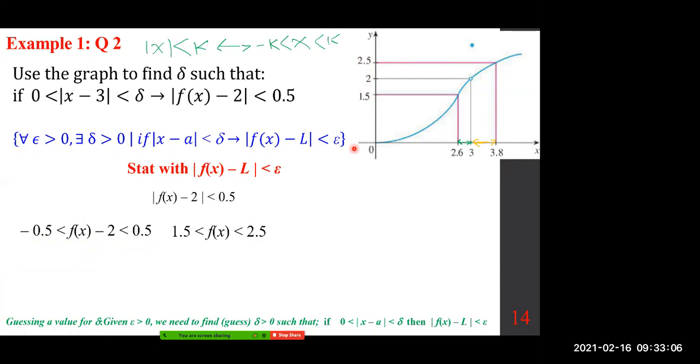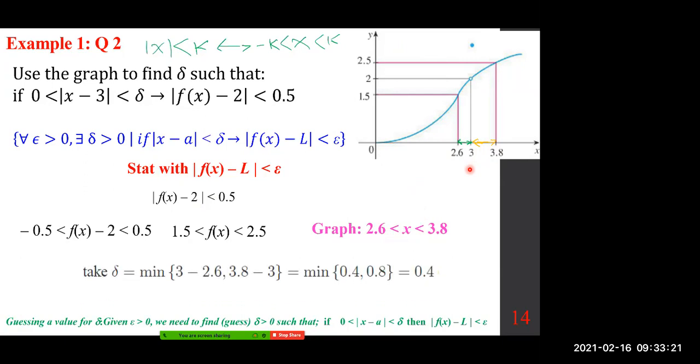So f of x is between that, and as you can see, x is between those two numbers. So you really don't even have to go through that because you're looking at the graph. Therefore, delta has to be one of these two, but it has to be the smaller of the two. So take delta to be the minimum of these two numbers, the smaller of the two numbers.